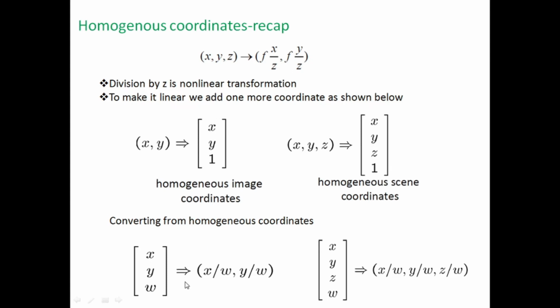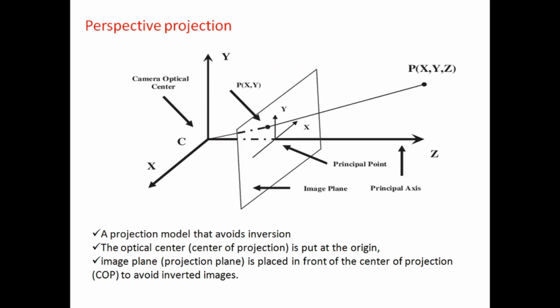Now I can also do the reverse conversion. If these are my homogeneous coordinates, this one is my image and this one is my scene. If I want to get into a normal coordinate form, I just divide the first two coordinates by the third coordinate. That is x by w and y by w. Here also x by w, y by w and z by w. This is how I will be getting into normal coordinates.